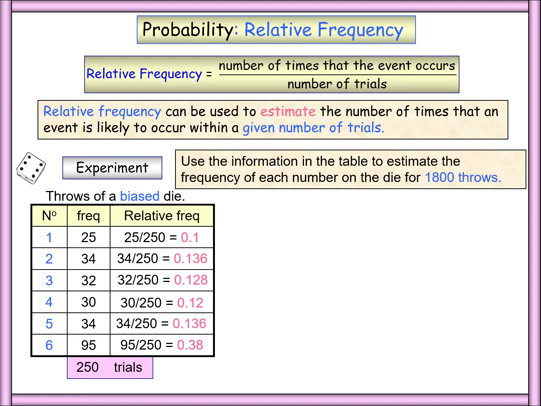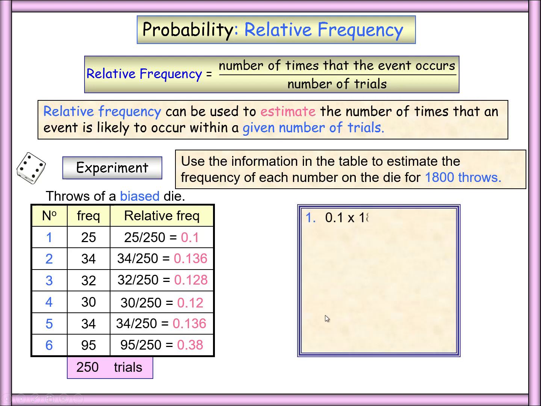Any ideas how we work it out? Probability of 1 is 0.1. So this number of throws is 1,800. If we multiply 1,800 by 0.1, that will give us the number of times we're going to get a 1. So the number of times we get a 1, 180. Number of times we get a 2, 0.136 times 1,800, 245.